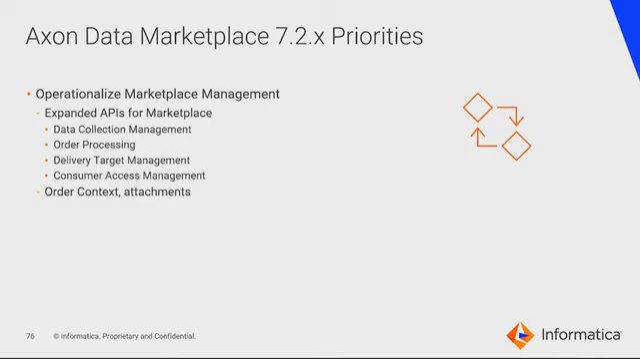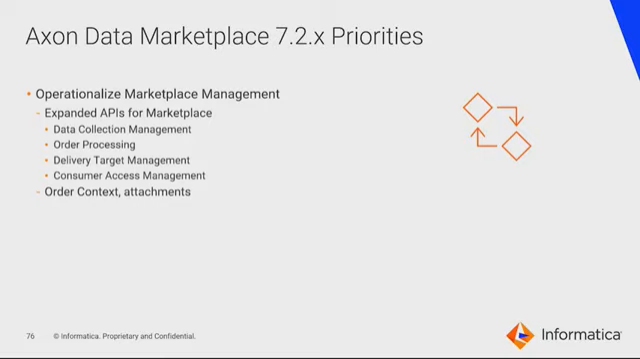So similar to the way you can use APIs to be able to both create and update and manage governance content on the Axon side, we also expose content and functions inside the Marketplace service via the API layer as well. This facilitates data publication, data collection management, order processing, and some new ones that we've introduced in the 7.2 series recently, actually with 7.2.3 in January, is management of the delivery target.